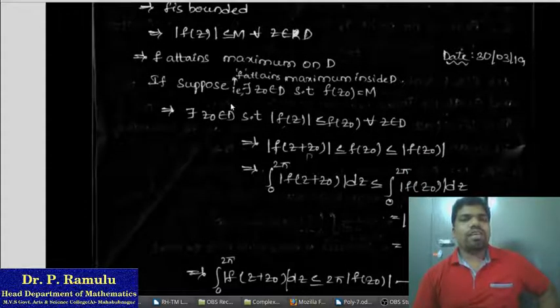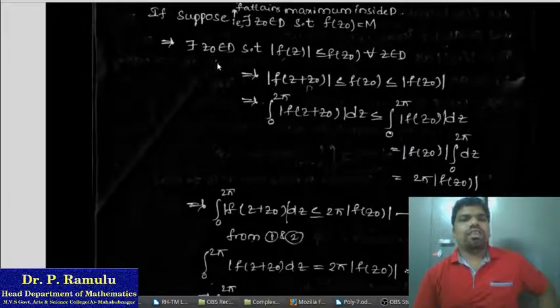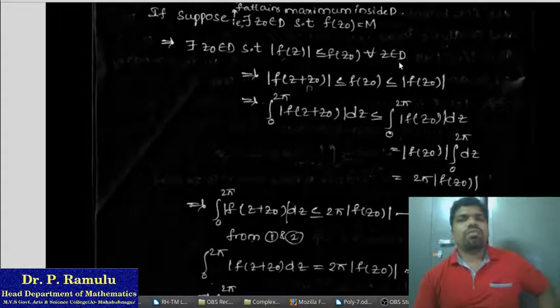Suppose f attains its maximum inside D. I want to prove this theorem by contradiction. If f attains its maximum inside D, that is, there exists z naught belonging to D such that f of z naught equals M, which implies that f of z is less than or equal to f of z naught for all z belonging to D.